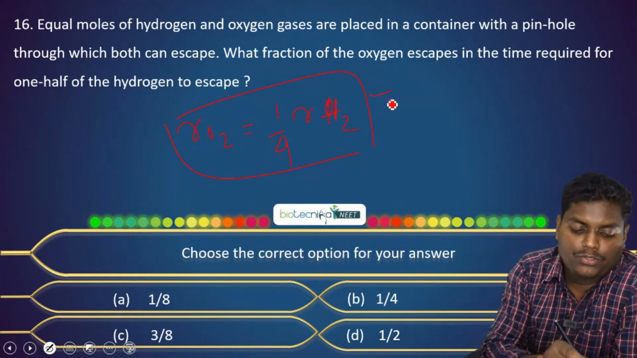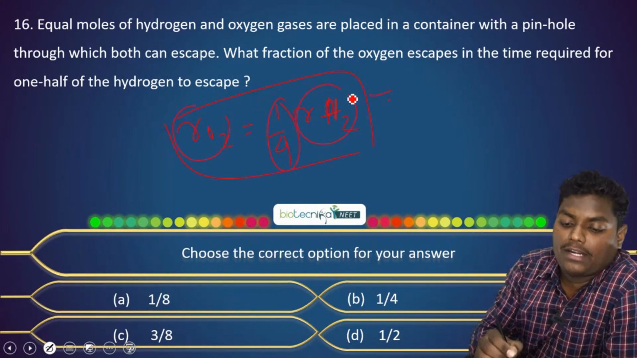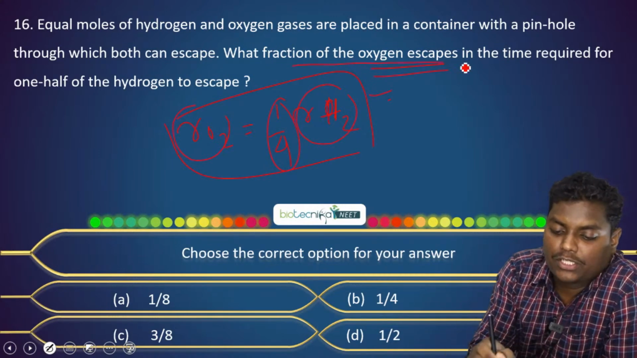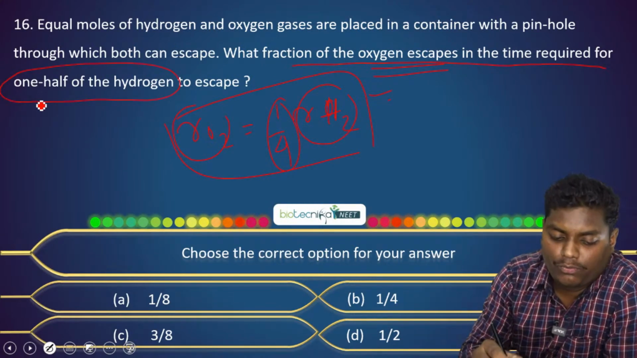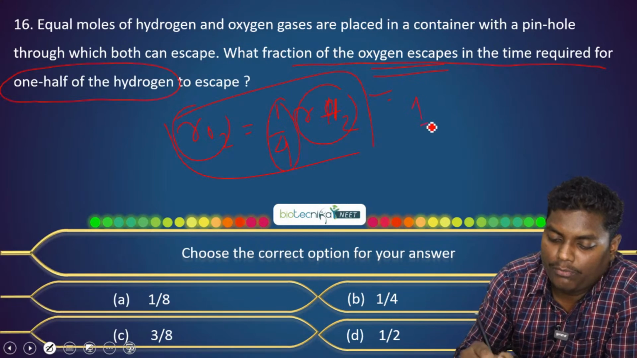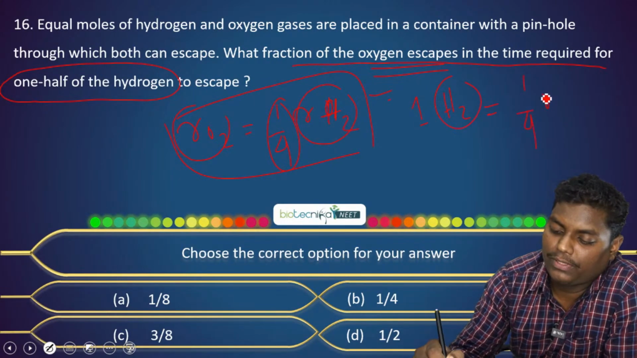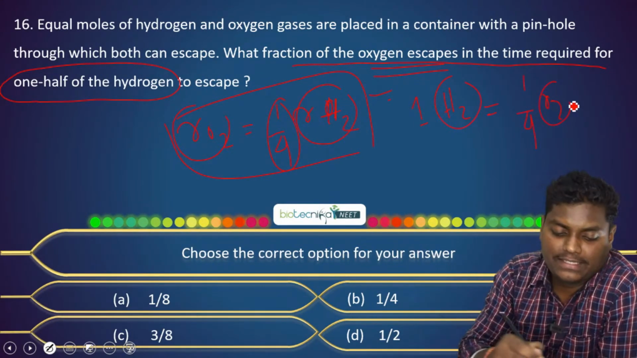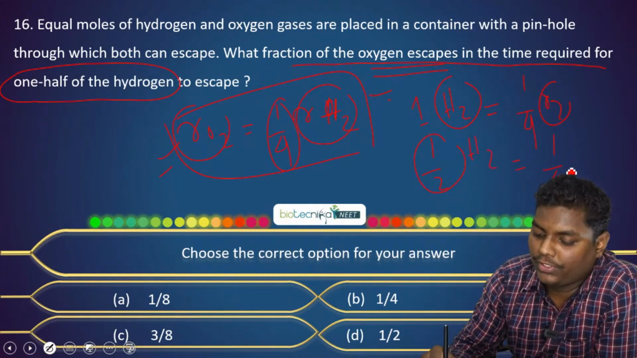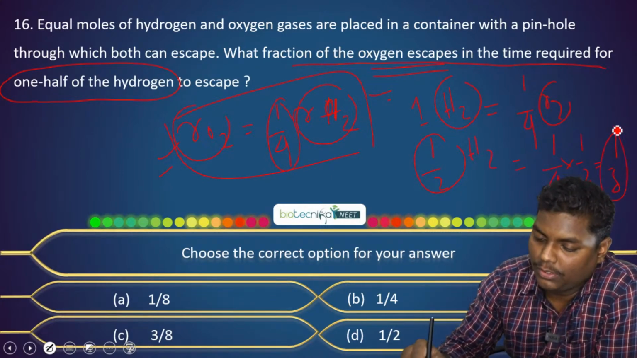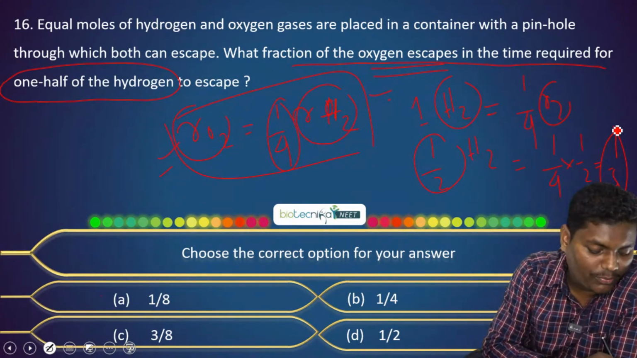This is what we have got. So the rate of diffusion of oxygen is 1/4 of the rate of diffusion of hydrogen. The question asks the fraction of oxygen that escapes in the time required when half of the hydrogen gas is escaping. So when 1 mole of H2 is diffusing, 1/4 of O2 gas will be diffusing in that time, since rate is related in this way. So when half H2 will be diffused, 1/4 into 1/2 is 1/8. 1/8 of the oxygen gas would have diffused and escaped. So the correct answer is option A.